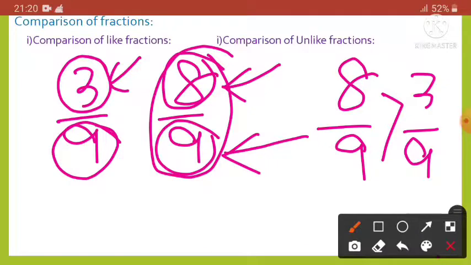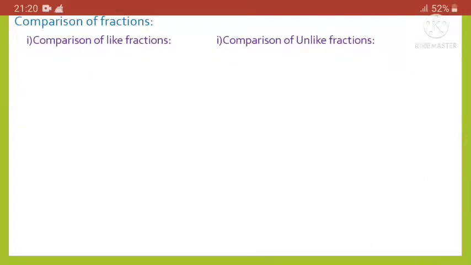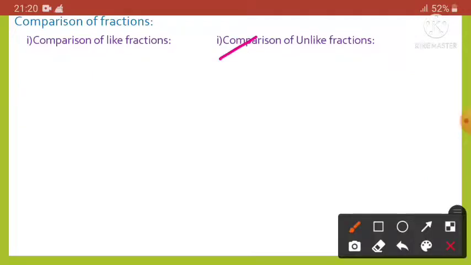Got it? And for unlike fractions, unlike fractions means fractions having different denominators. Okay, so comparison cannot be done directly since the denominators are different. So at first we have to change the fractions in such a way so that denominators are made same for both of the fractions.